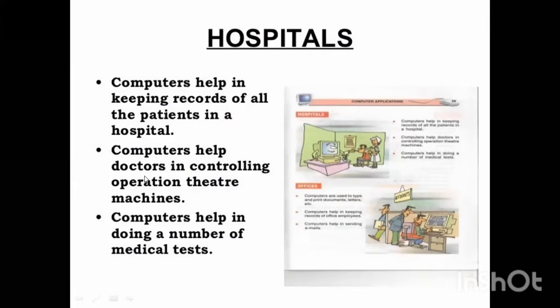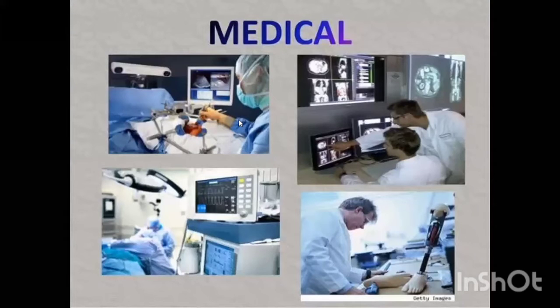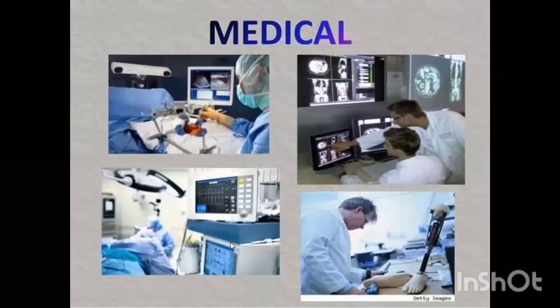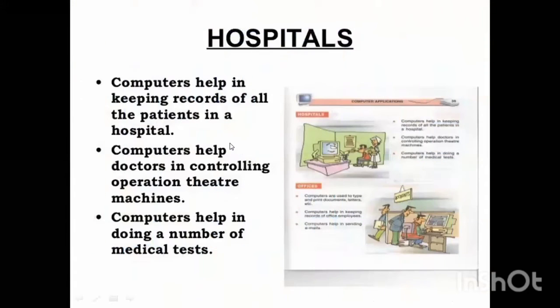A patient, who is sick, their name and address and all will be given. Next, computers help doctors in controlling operation theater machines. We saw the picture, right? When they operate, they will be using a computer, and on the screen they can see. Computers help in doing a number of medical tests, such as blood tests and other things. So this is about the hospital.